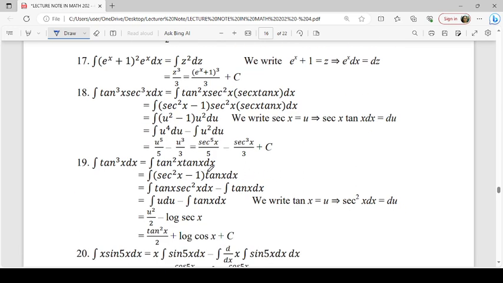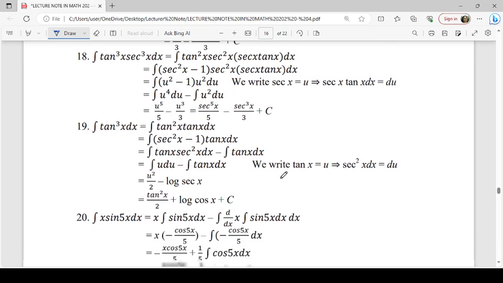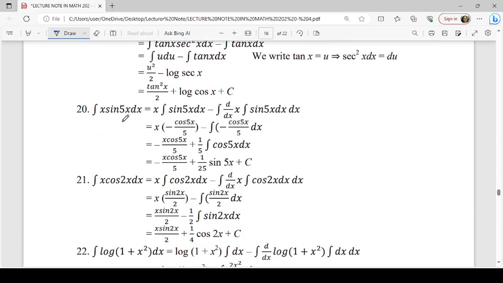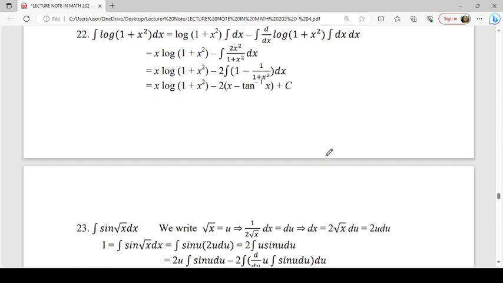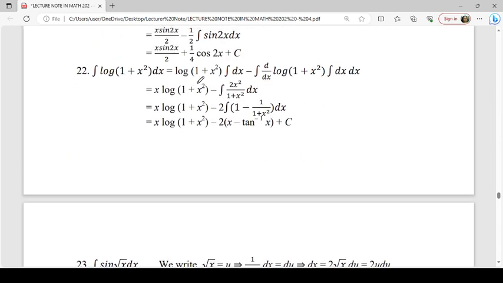This is tan cube x, then tan square x becomes sec square. So then again we get tan x sec square x. This is sec x tan x. This is d/dx of tan x. Then the integration of tan x is log of sec x, etc. This is x sine, this is by product formula. All of these use the product formula. This is also the product formula.